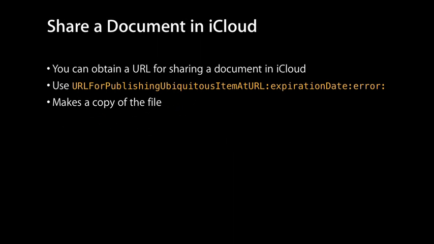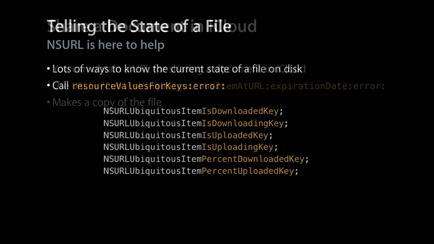One of the coolest features in iCloud is the ability to publish an item for sharing with other users. In this case, NSFileManager has a method called URLForPublishingUbiquitousItemAtURL:expirationDate:error. What this allows you to do is take any file in your Ubiquity container, publish it to the iCloud servers, and then get back a URL that you can send to other users who want to download a copy. The important part here is that they are downloading a copy of the file. This is not the same reference to the same file for everyone to share. This is simply the ability for them to download a copy.